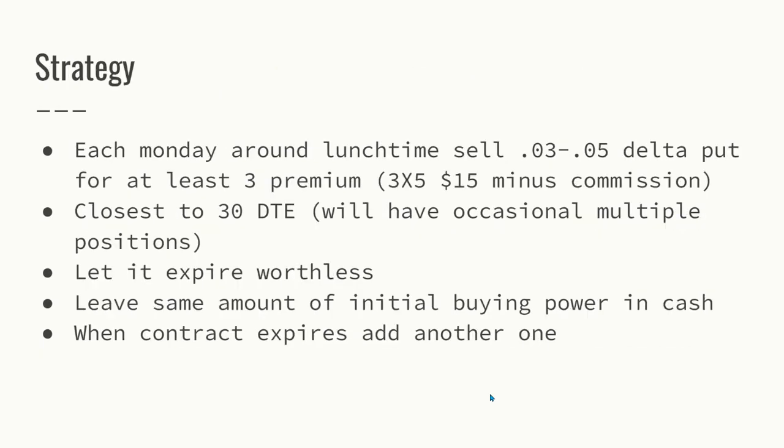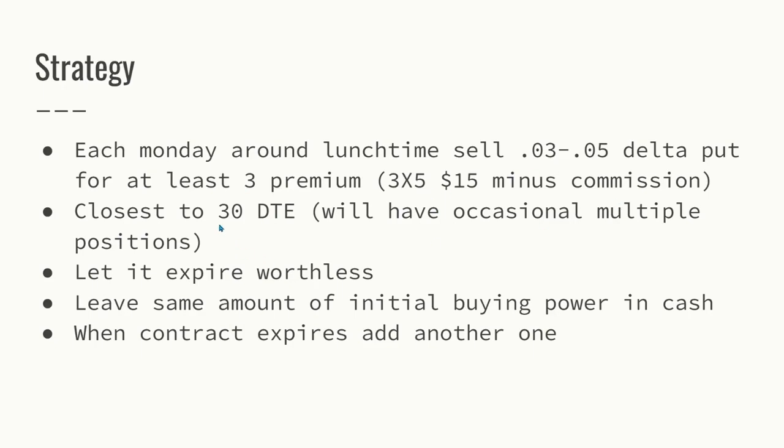Now here's a strategy. I tend to do it around Monday just to keep it consistent each week. Around lunchtime or so, let the market stabilize a little bit. You're going to sell the 0.03 to 0.05 delta put for at least 3 in premium. That's what the actual option chain will say. So it is a 5 multiplier. So if you do 3 times 5, you would get $15 in actual premium minus your $2.25 in commissions.